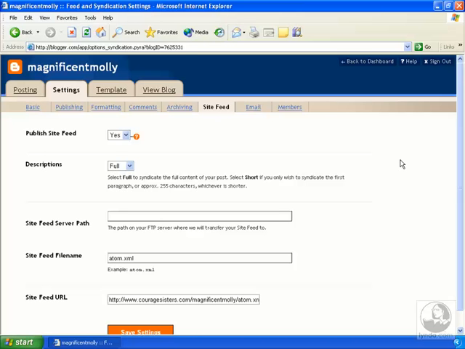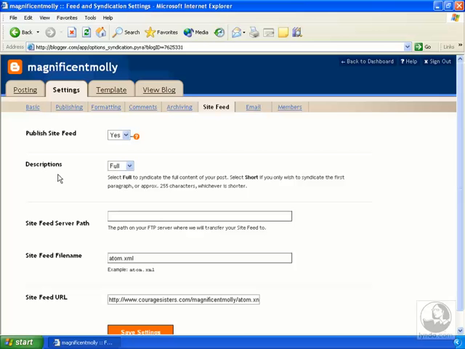Now that you've got an idea of what site feeds are all about, it's a good idea to set some of the features that are available to you with Blogger. The first thing that we need to talk about is what Blogger calls descriptions. That I believe to be a misnomer because these really aren't descriptions. It's really the way that the content is sent to the feed.